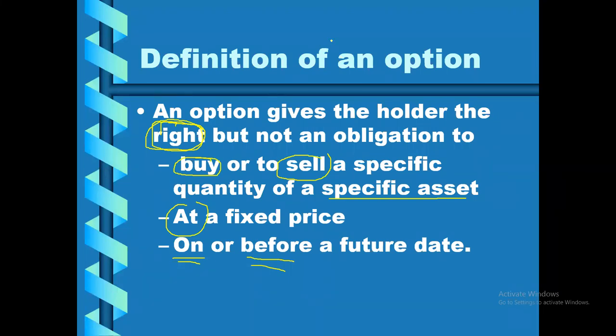So it's important to notice that we are talking about a right and not an obligation. And this right entitles you to either buy or sell the item that is mentioned in that particular option. So that is the first item to take note of.